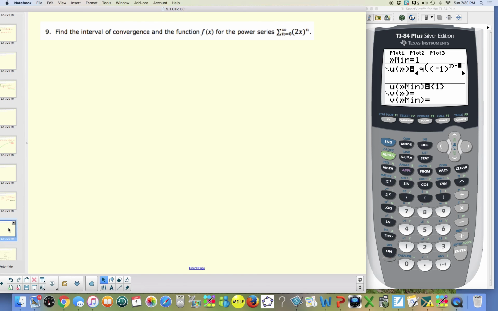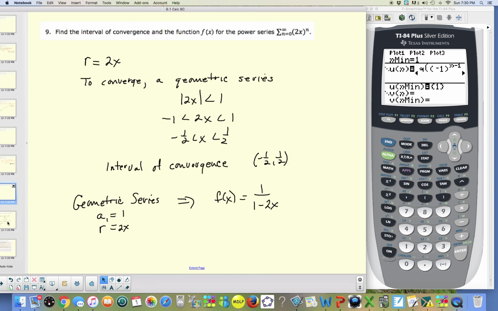Now let's have you try this one. Find the interval of convergence and the function f of x for this power series. And here's the answer. Our ratio is 2x, and for the geometric series to converge, the absolute value of the ratio has to be less than 1. So I find my interval of convergence to be between -1/2 and 1/2.